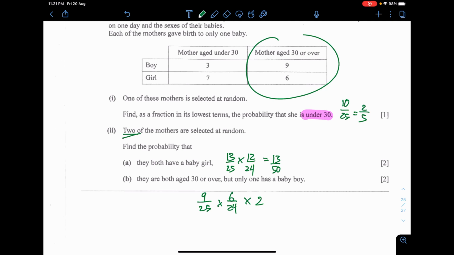Now, how about part 2a? They both have a baby girl. Why do I not multiply by 2? Because both of them are having the same gender, baby girl only, unlike part B, a boy and a girl. Meaning to say that if it's under the same criteria, you don't need to multiply by 2. But since they are unique here, boy and girl, you need to multiply by 2.